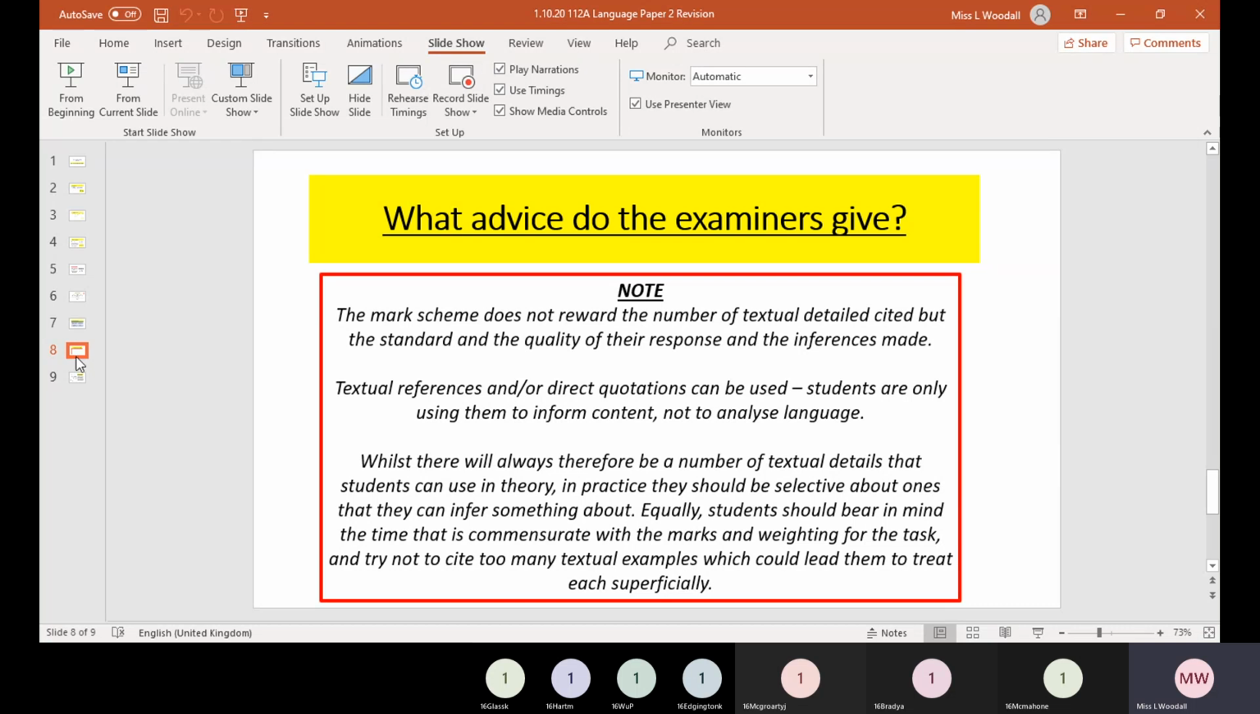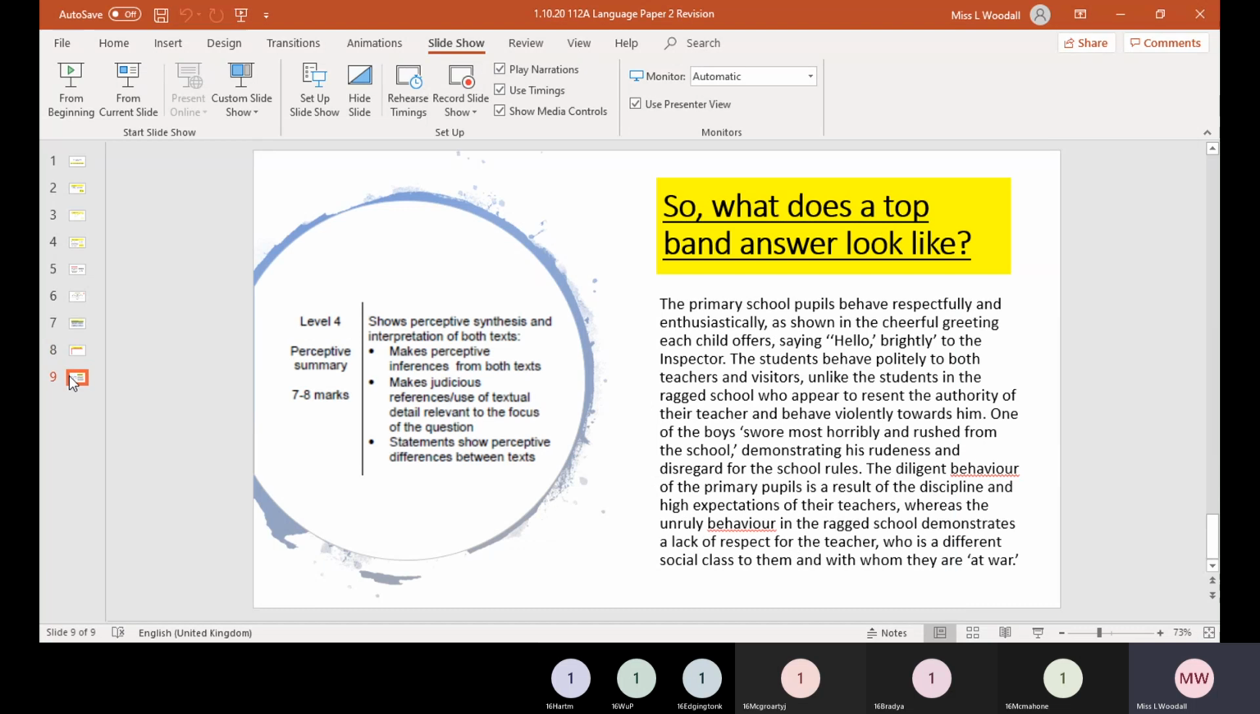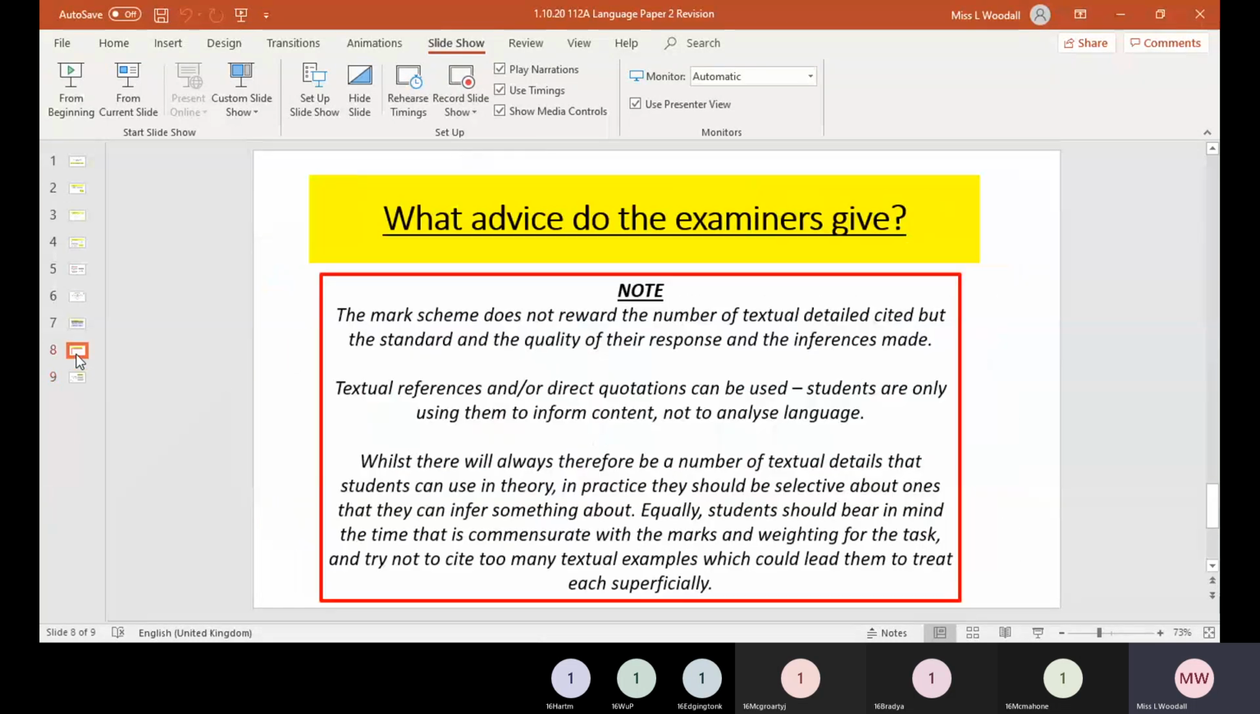Okay, now the next slide is an example of what a top answer would look like for this question. Now, because of the time, I'm not going to talk through it with you, but I will put this PowerPoint straight onto the portal as soon as I sign off, so that you can have a look at that in your own time. Before we finish, did anyone have any questions for me?